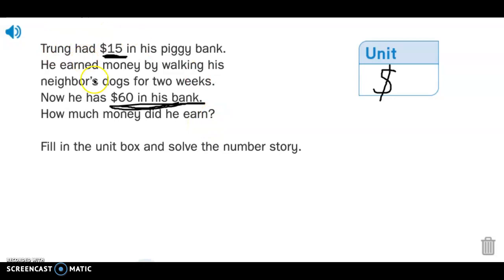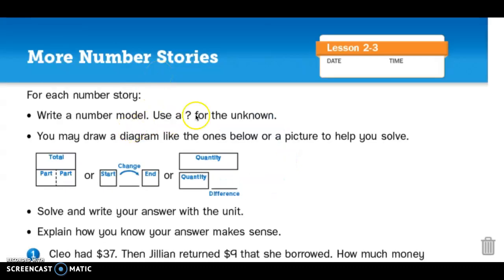So we know what he started with and we know what he ended with, but we don't know what happened in the middle to get $60, right? We knew he walked the dog, but we don't know how much he got for walking the dog for 2 weeks. So I'm going to use one of our diagrams like we used yesterday. Let me show you what I'm talking about. These ones right here.